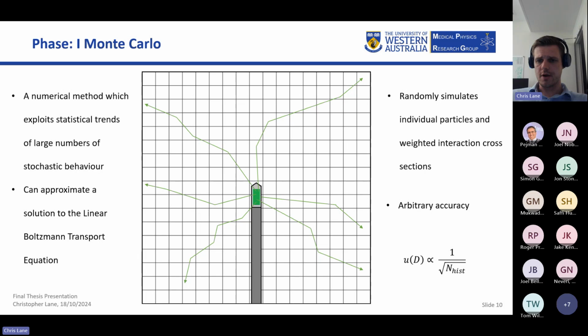Monte Carlo has a sort of arbitrary accuracy, in that you can basically increase the accuracy as far as you like. All you have to do is increase the number of histories, and there's a trade-off between the accuracy and the run time, because the uncertainty is inversely proportional to the square root of the number of histories you use.